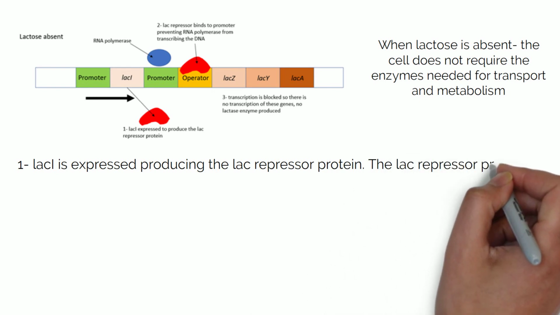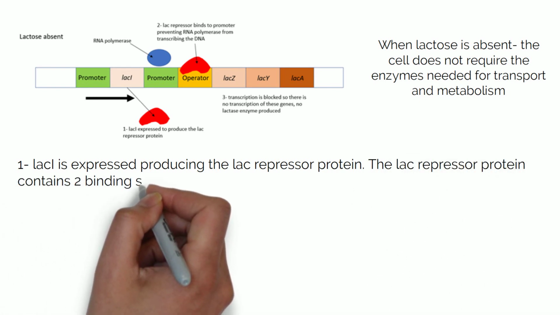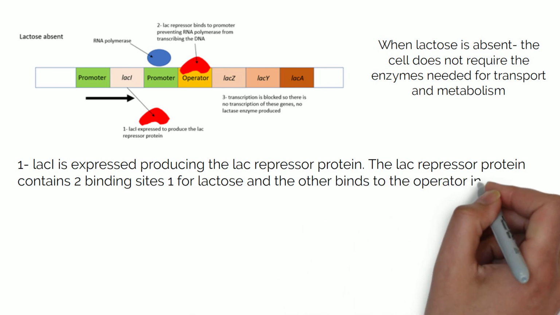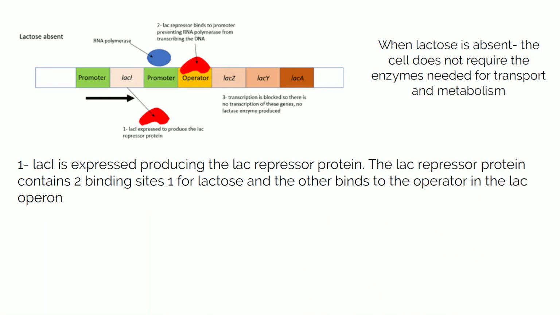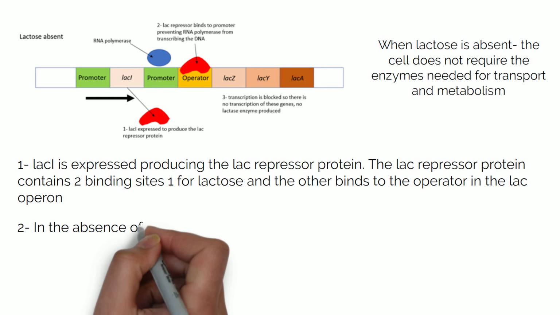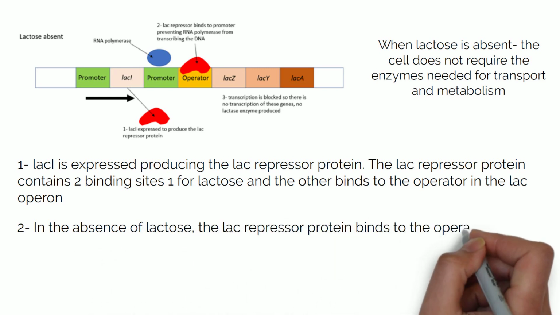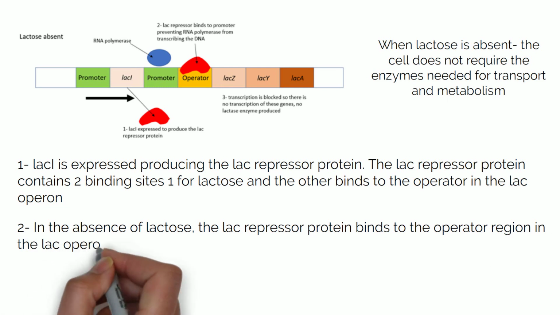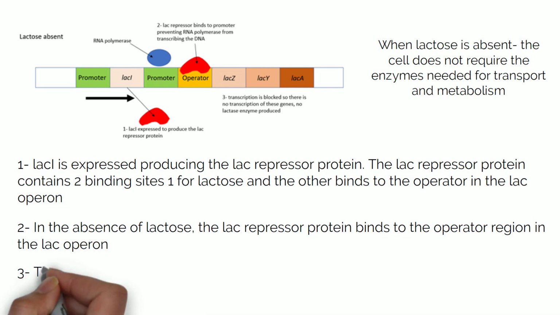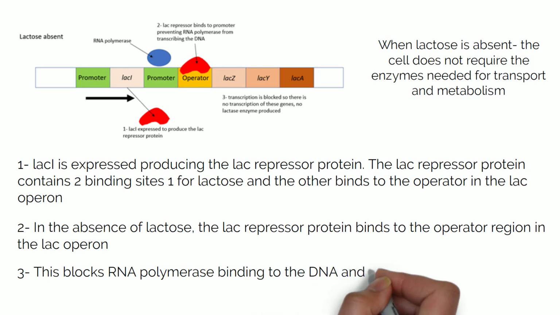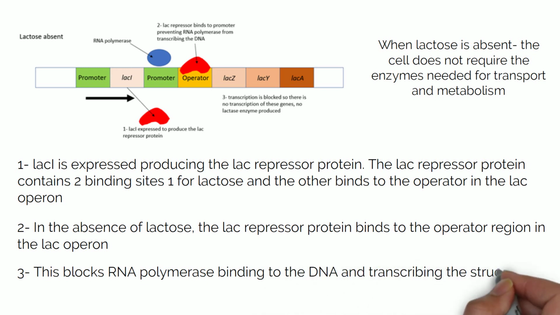The lac repressor protein contains 2 binding sites, one for lactose and the other binds to the operator in the lac operon. In the absence of lactose, the lac repressor protein binds to the operator region in the lac operon. This blocks RNA polymerase binding to the DNA and transcribing the structural genes.